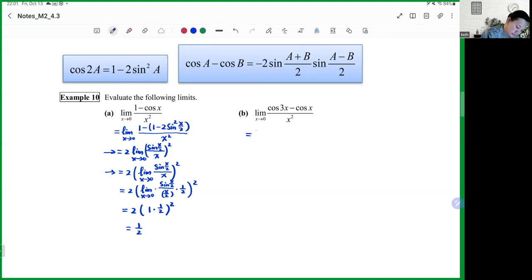In this case, it's -2 sine. I'll just get the answer. It's 3 plus 1 divided by 2, which is 2x. And also the other one is 3 minus 1 divided by 2, which is x.